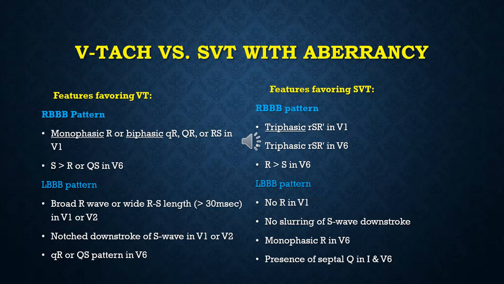If the patient came with left bundle branch block, what's in favor of VT and what's in favor of SVT with aberrancy? If we have broad R or wide R, S length more than 30 milliseconds in V1 and V2, or a notched downstroke of the S wave in V1 and V2, or a QS or QR pattern in V6, it favors VT. If a patient has no R in V1, no slurring of S, and monomorphic R in V6, this favors SVT with aberrancy.